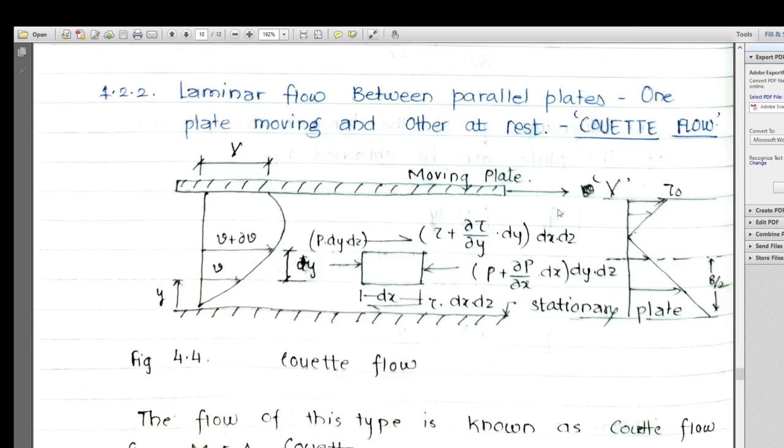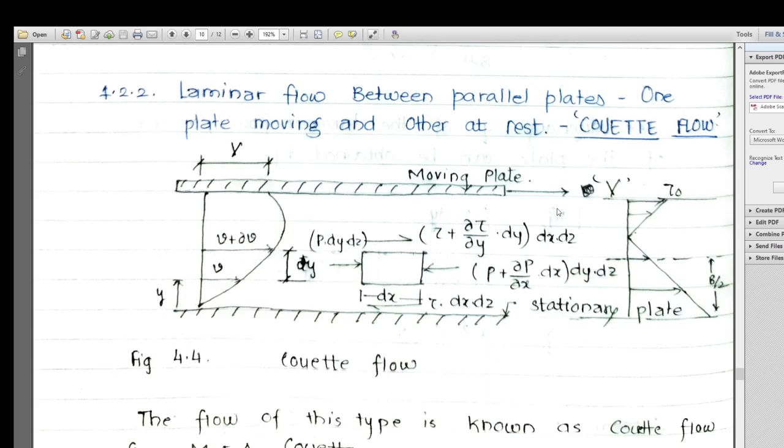Hello everyone. In today's lecture, we will move towards our next point in the second unit, that is laminar flow between parallel plates. In these two parallel plates, one plate is moving and the other is at rest. And this type of flow is called Couette flow.